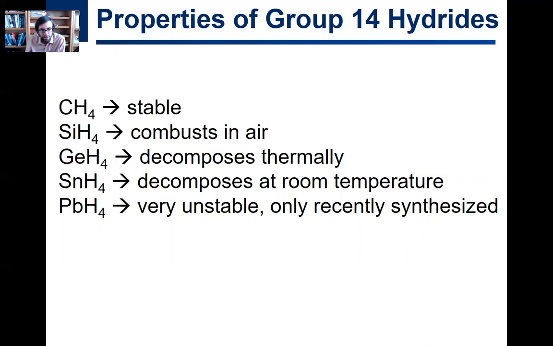And plumbane, which is really unstable, I think was only recently synthesized through some specialized techniques, and it's only stable at very low temperatures. So you see this very clear trend, and all of that is because we have weaker and weaker bonds, and we can explain that with respect to molecular orbital theory. Again, this is additional information that you can never see just from a simple Lewis structure, right? So pretty cool stuff, and a very important concept in the course, showing why molecular orbital theory is more powerful than simple Lewis structures.